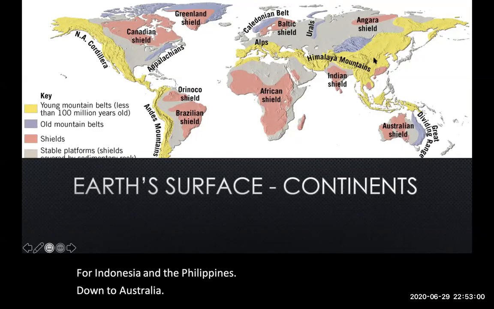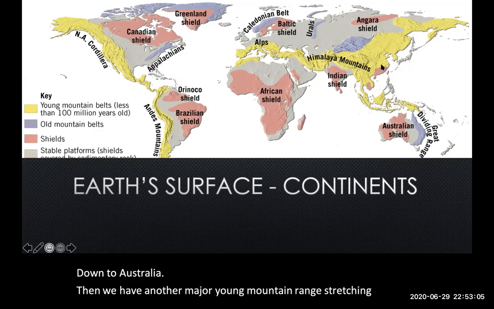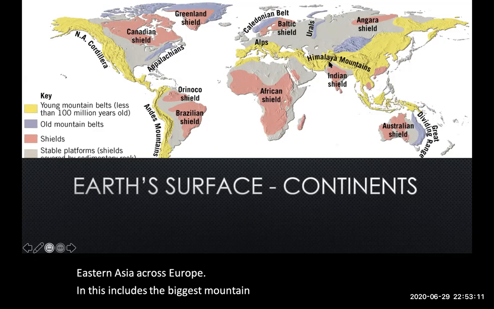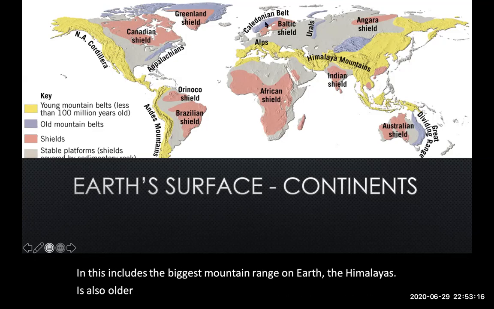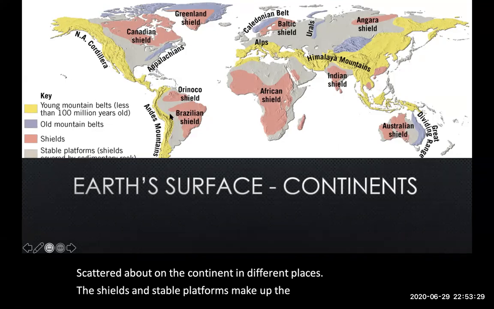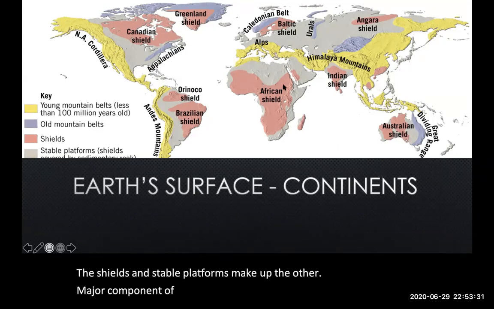Then we have another major young mountain range stretching from Eastern Asia across Europe. And this includes the biggest mountain range on Earth, the Himalayas. There's also older mountain ranges that are scattered about on the continent in different places. The shields and stable platforms make up the other major component of the continents.